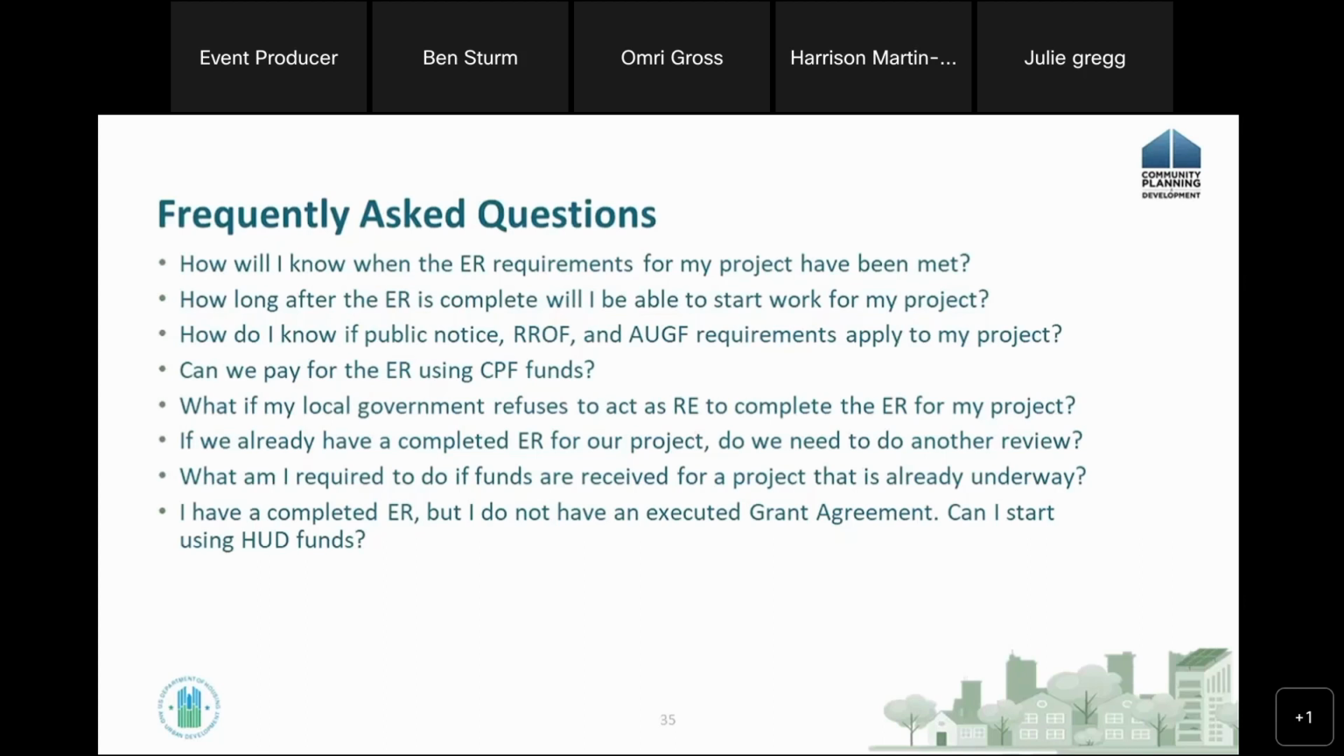So again, hard costs can be incurred or performed after the federal nexus, but only for work under contracts that were entered into prior to the nexus. And they can only be reimbursed after a satisfactory environmental review has been completed and the grant agreement has been executed. And then all other commitments and hard costs not under existing pre-nexus obligations can only be incurred after a satisfactory environmental review has been completed and can only be reimbursed after the grant agreement has been executed.